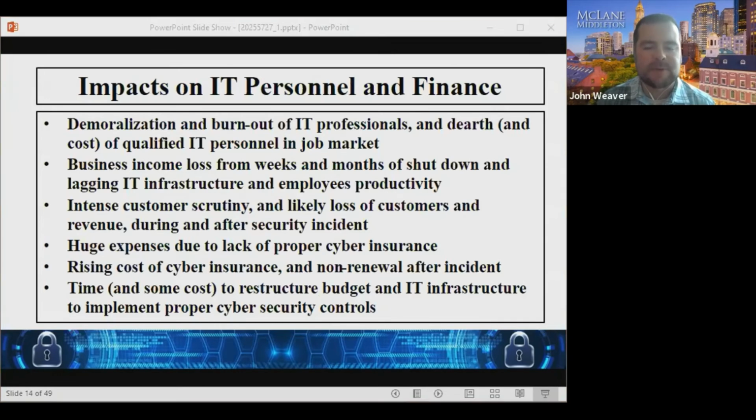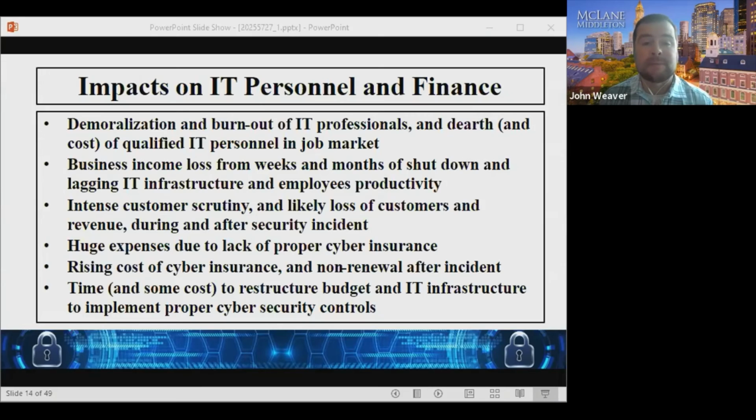So, impacts on IT personnel and finances. We've mentioned a couple times that the strain of responding to the ever-evolving technological advances of bad actors puts a strain on IT personnel and finance. This slide summarizes it. Demoralization and burnout of IT professionals. We've seen people quit because the strain has become too much. Business income loss from weeks and months of shutdown and lagging IT infrastructure and employees' productivity.